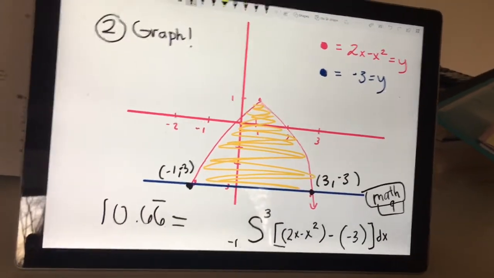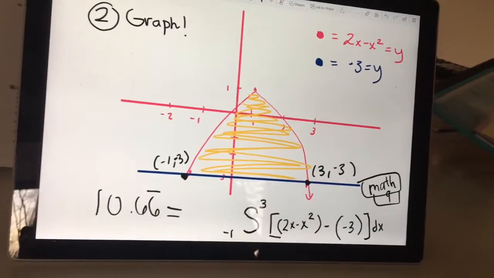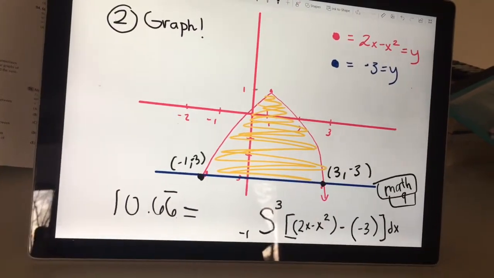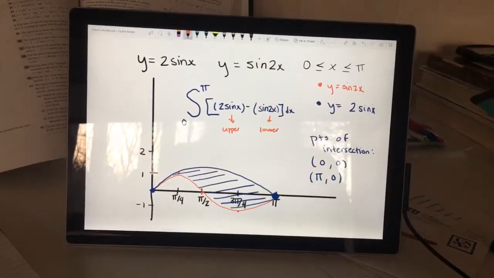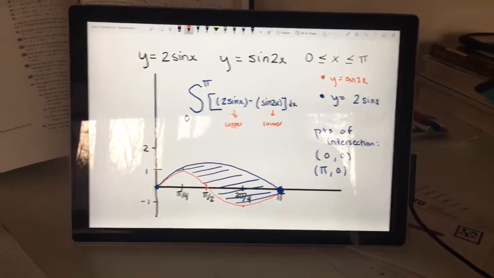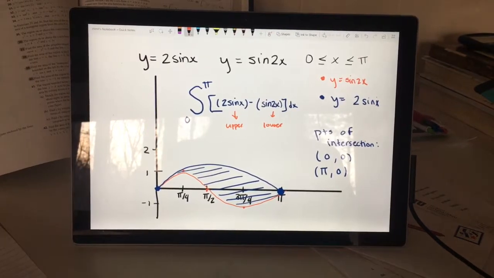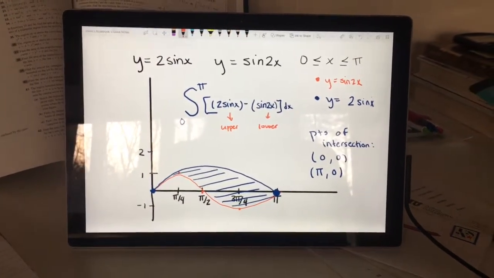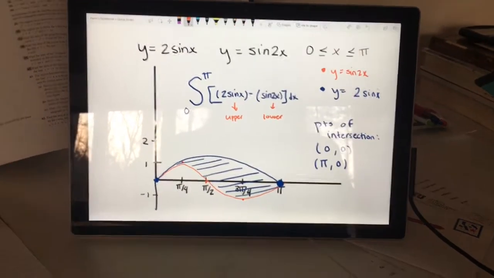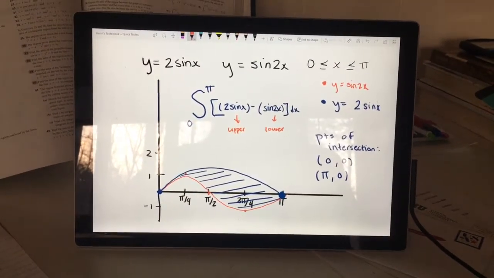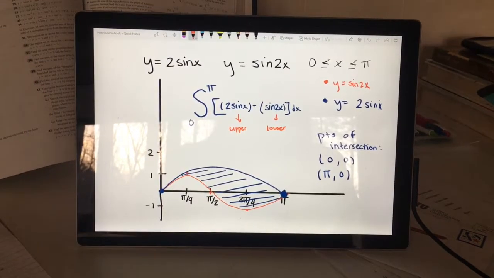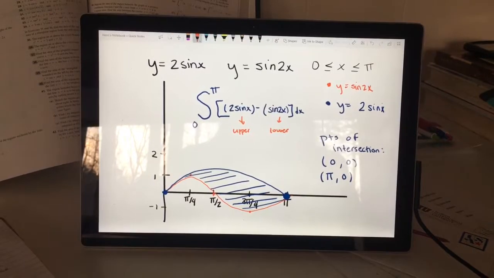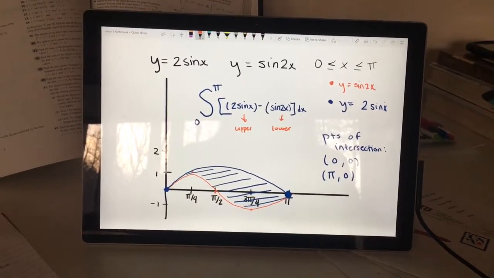All right, so that was a pretty easy problem. Let's jump into something a teensy bit harder. The second problem gives you y equals 2 sine x and y equals sine 2x, and it also gives you the domain, x is in between 0 and pi. This is a type of problem where graphing it first is more helpful to find the points of intersection. So that's what I've done here.